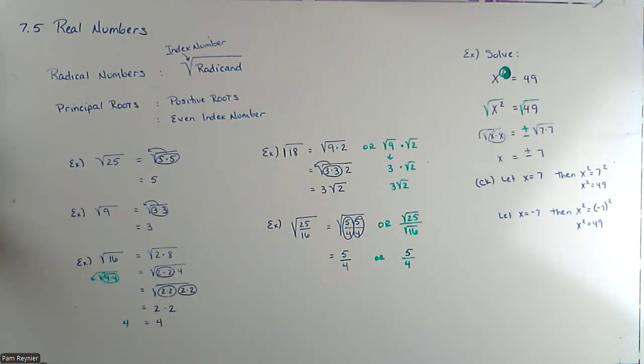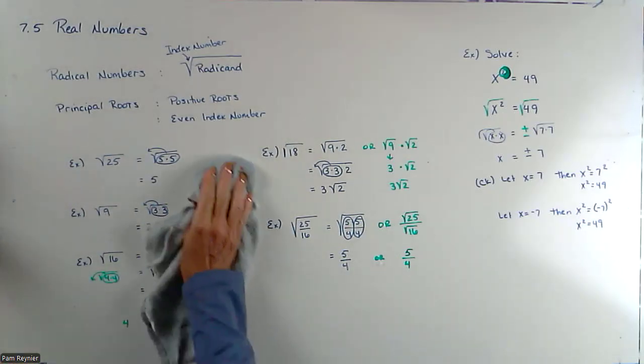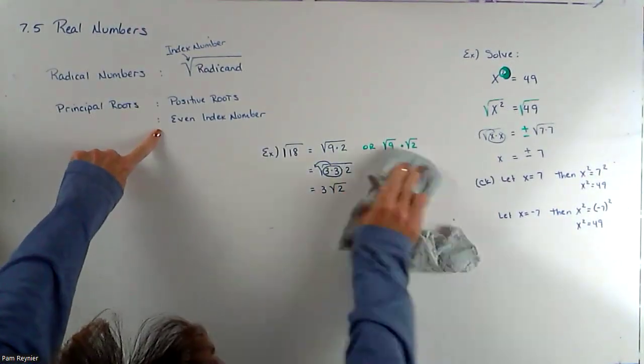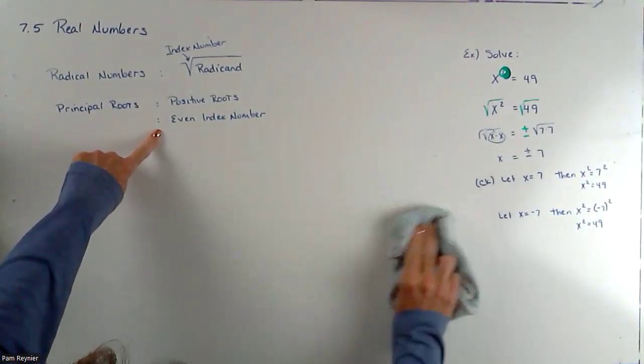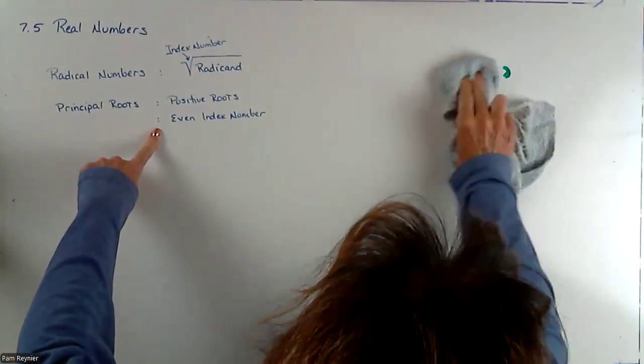Right? Now, that index number tells us how many roots we're looking for, how many factors have to be identical. I'm going to leave a little line here because I'm going to come back in just a moment. Let's say our index number is larger than 2.